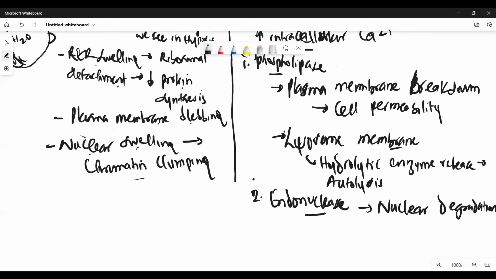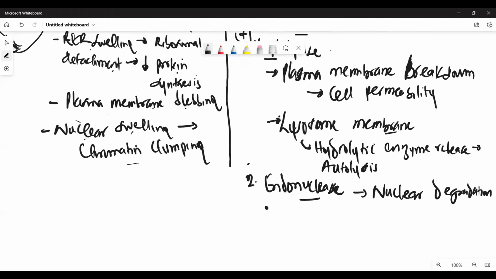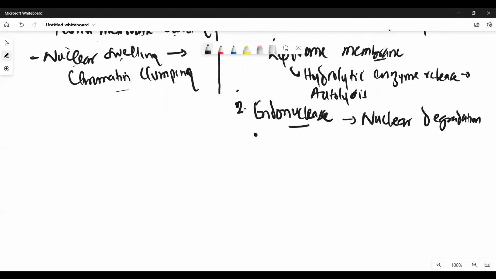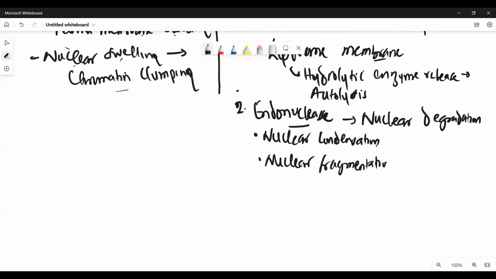And then as a result of that nuclear degradation, what are the changes that we're going to be seeing in the nucleus, right? They can have nuclear condensation. They can have nuclear fragmentation. And there could also be nuclear dissolution.